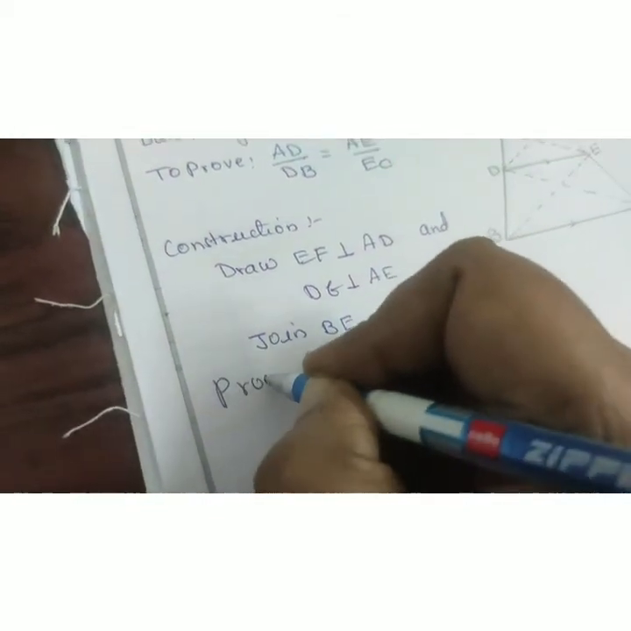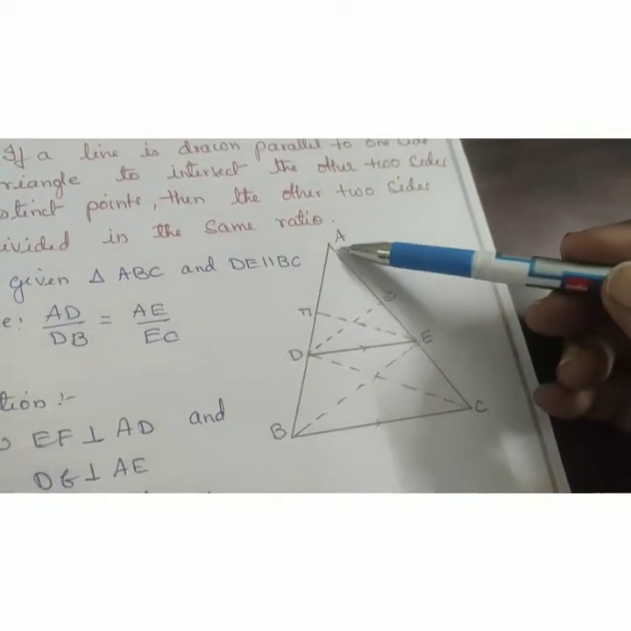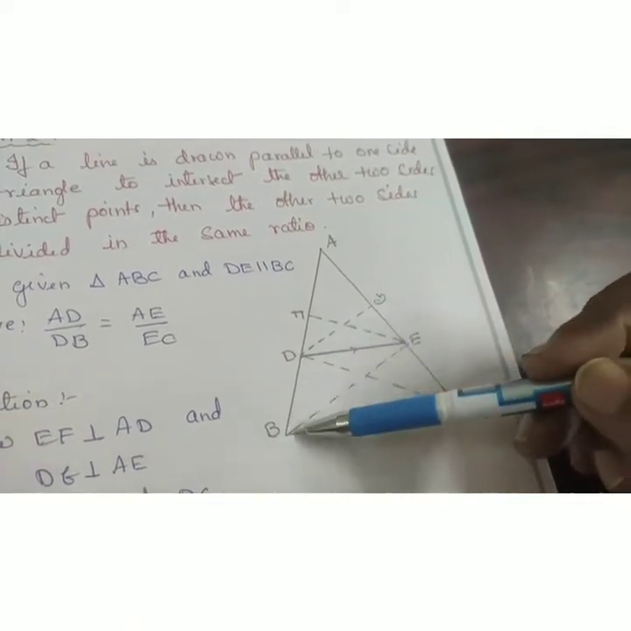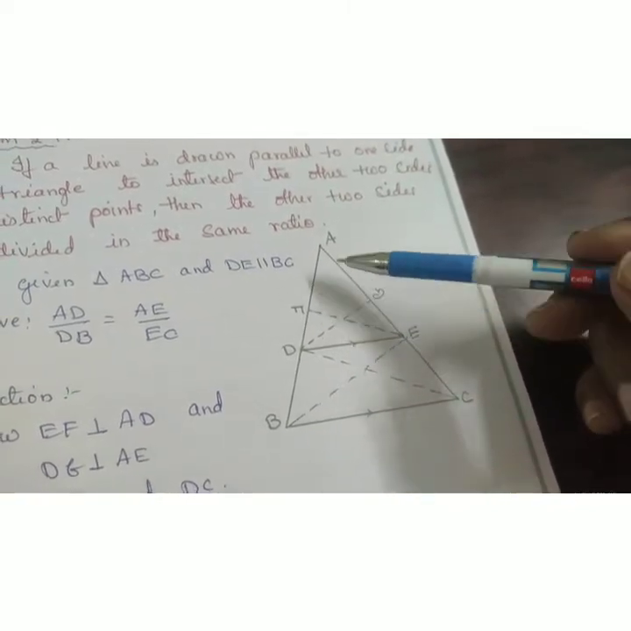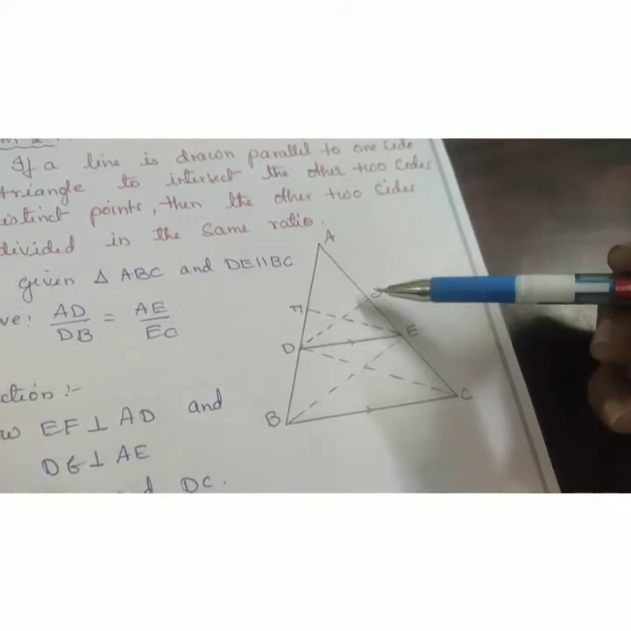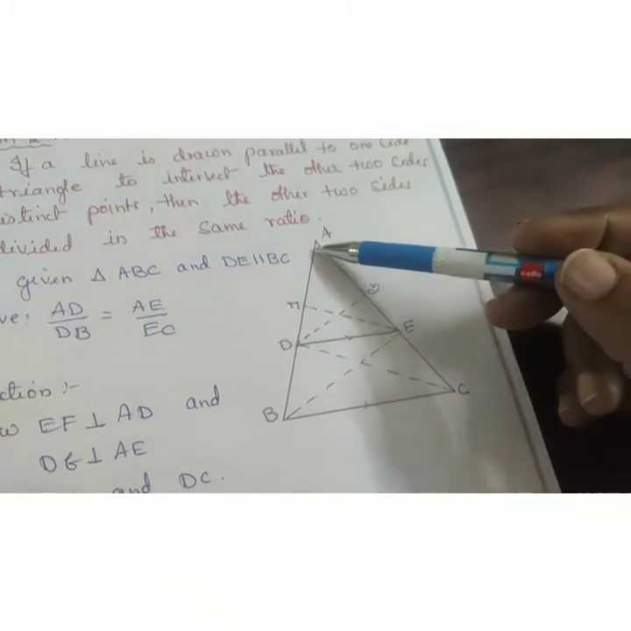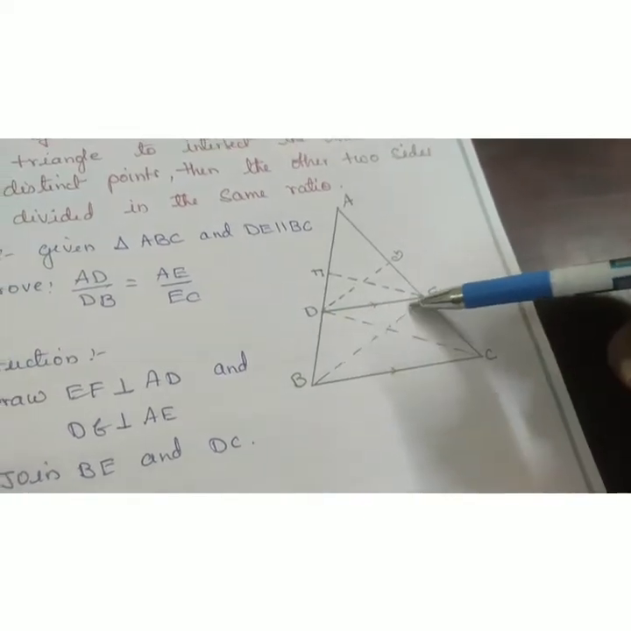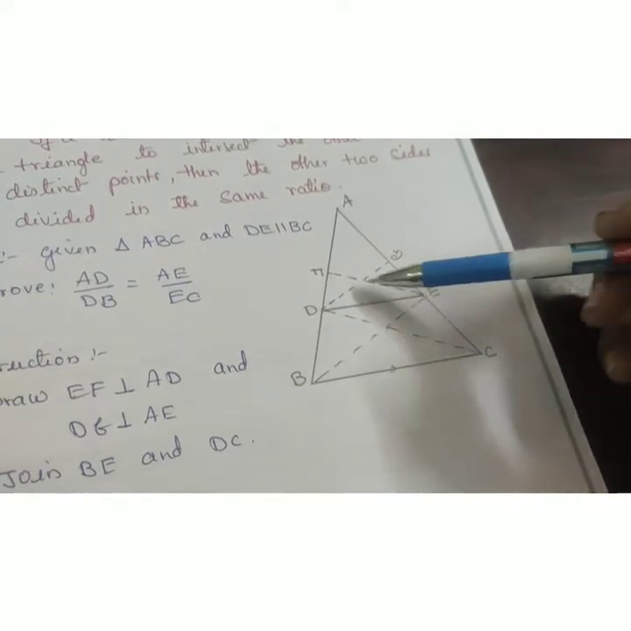So proof. Here let us first take triangle ADE and triangle BDE. So what will be the area of triangle ADE? Area of the triangle is half base into height. So half into AD into height, which is EF. Half into AD into EF. And similarly, what is the area of BDE? It is half into base into height. Half into BD into height, which is again EF only.